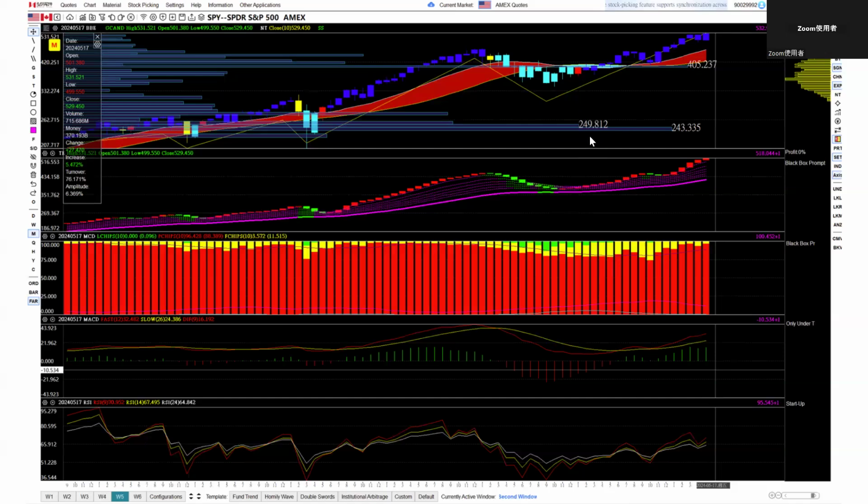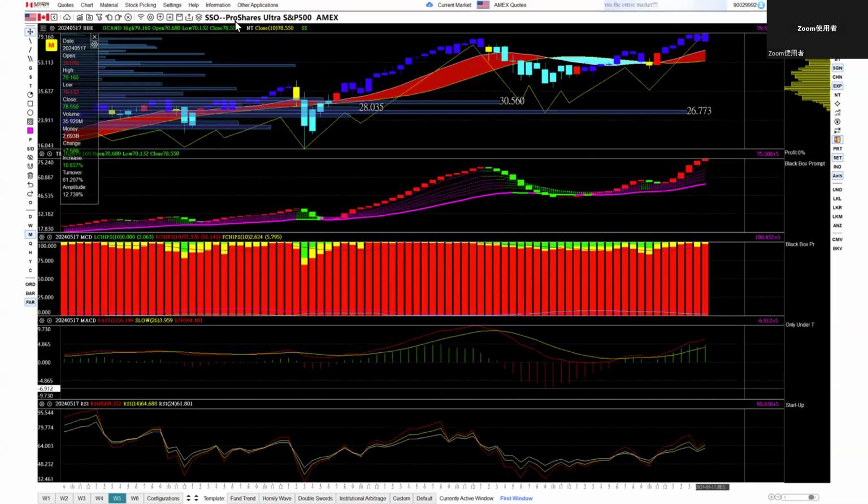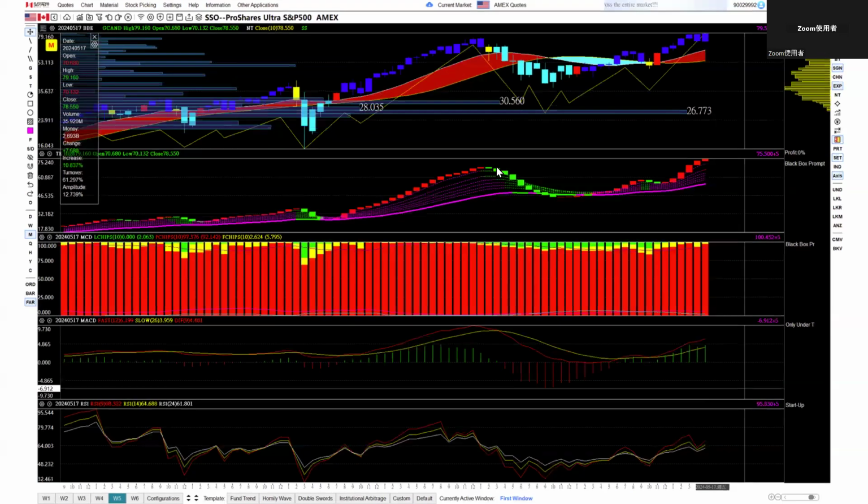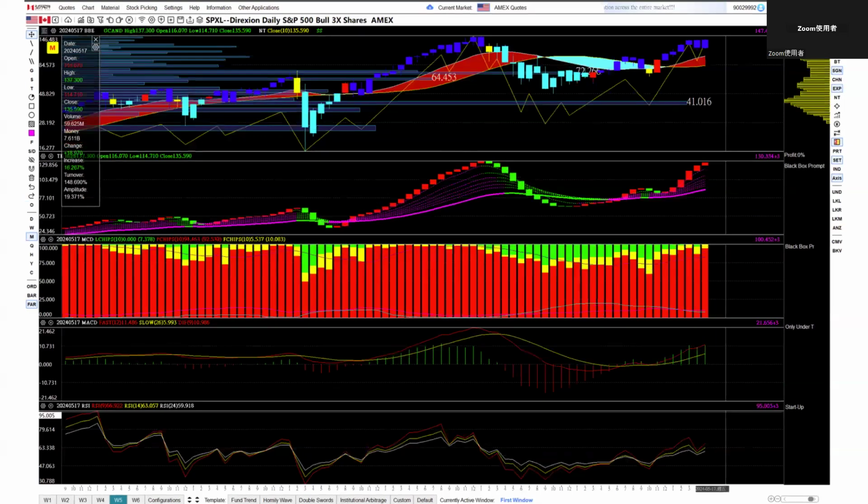2x would be SSO, the 2x of SPY. If you want to do 3x, that would be SPXL. These are 3x. They are a little bit dangerous though if you just keep on holding them. For example, if you're holding the 3x version, the SPXL, there are a couple of things. One is if you would have bought the top around January of 2022, you're still not able to make it back yet, right? You're still not reaching its all-time high yet because there's decay.